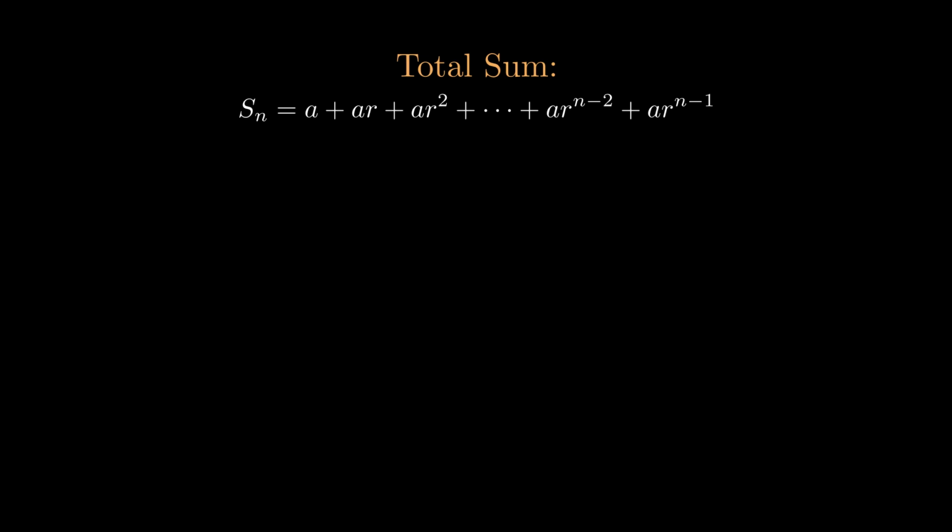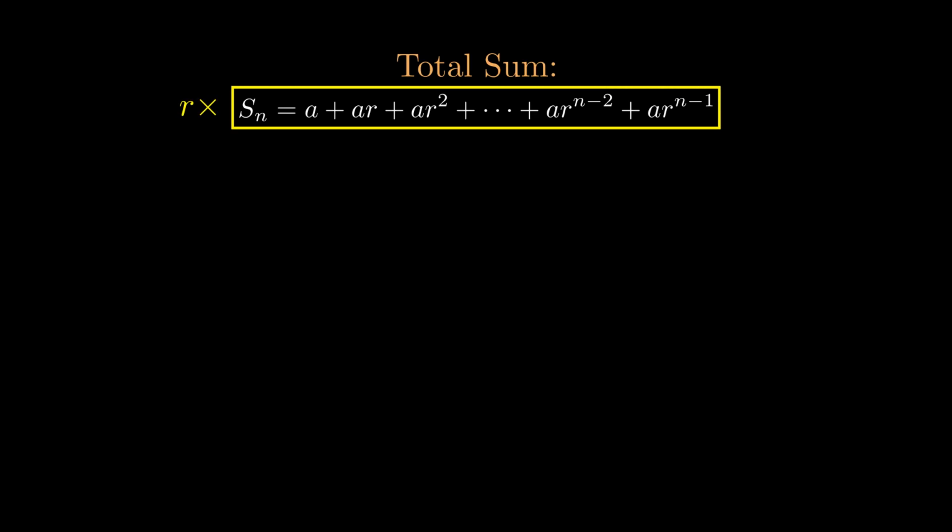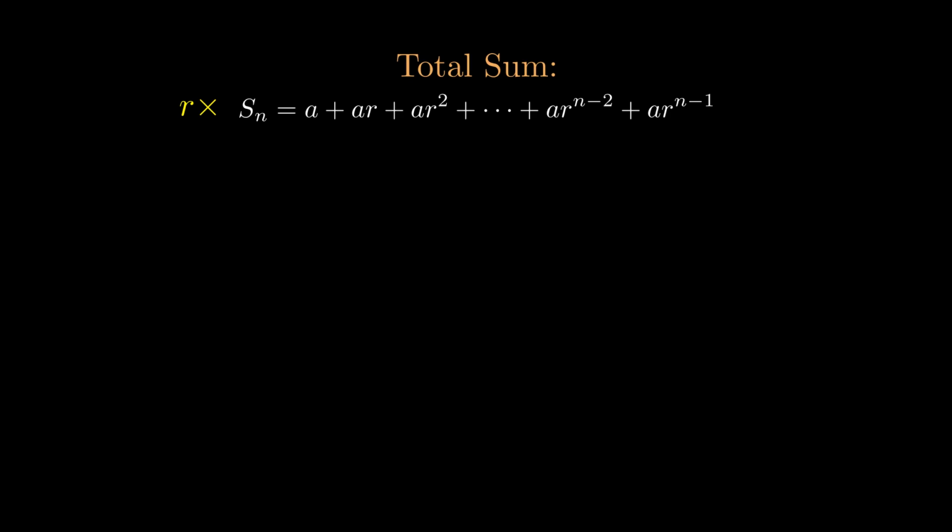Now, we perform a brilliant maneuver. We create a second version of this entire mountain of rice. We multiply every single term in the sum by the ratio R. Watch the distribution carefully. When R meets A, it becomes A R. When R meets A R, it grows into A R squared. Every single term in the sequence is upgraded to the next power. This shifts our entire series exactly 1 position to the right. Now, look at the 2 equations together. They are mirrors of each other, shifted by 1 step.